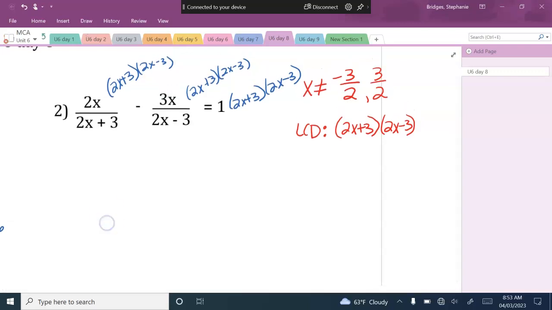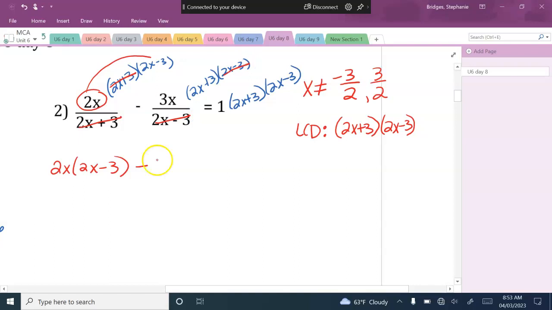With that first fraction, which piece is going to cancel with my denominator? 2x plus 3. So I have my numerator, the 2x, that I need to multiply by what's left. So for now, I'm just going to put it in parentheses so that I don't make mistakes. The numerator 2x has to be multiplied by the leftover piece that did not cancel. Bring down my minus sign. What cancels in the second piece? 2x minus 3. So it has my numerator 3x that has to get multiplied by the 2x plus 3.